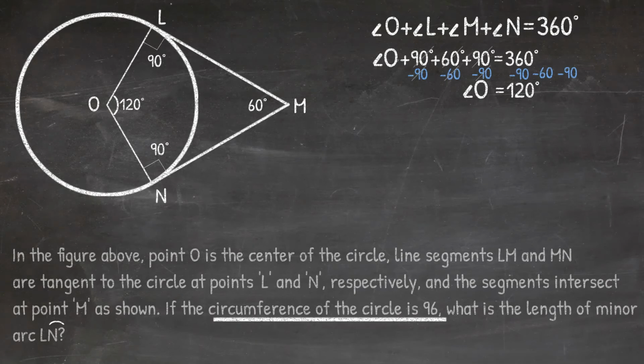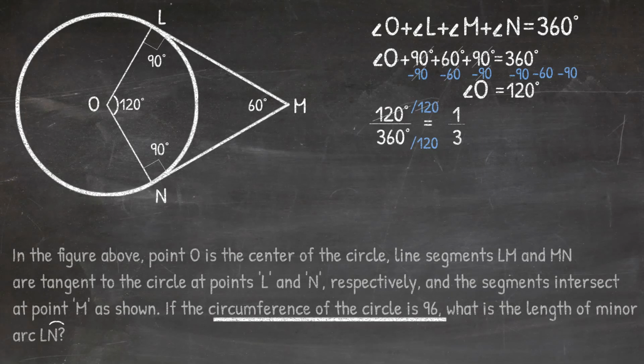So let's divide 120 by 360. And what we get is 1/3. By dividing both numerator and denominator by 120, we get 1/3. So this tells us that the angle 120 represents 1/3 of the total angle covered by the circle. As we discussed earlier, this also means that the length of the arc that we're interested in is also 1/3 of the total circumference.